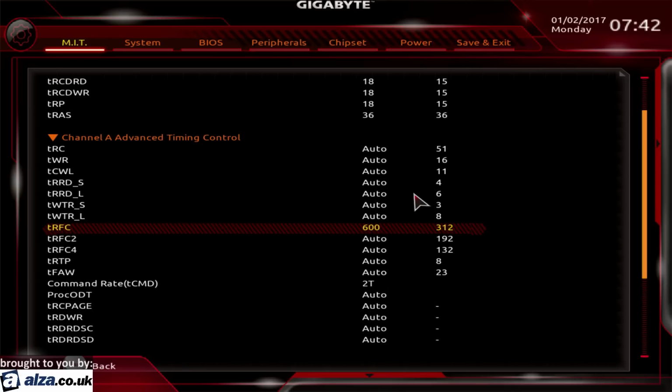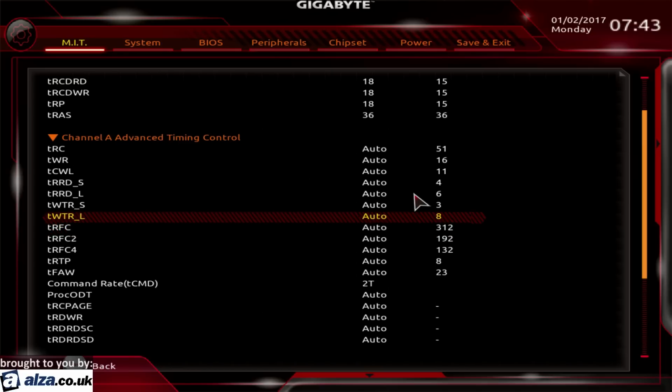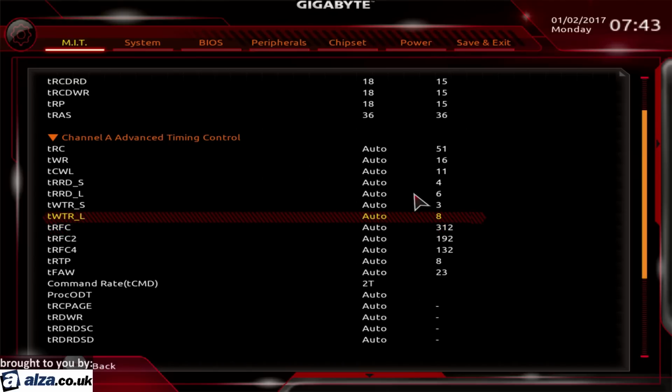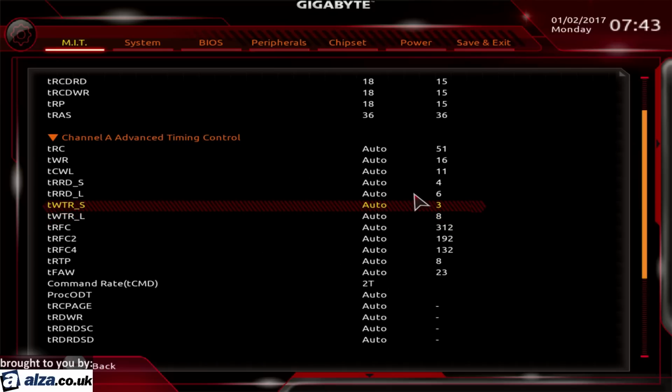So that's the refresh cycle. If you set it super high, it costs you performance. If you set it super low, it'll crash on you. But generally around the 300 range works for most memory ICs at around 3200 megahertz. So we're going to set that back to auto. Actually, we'll just leave that on auto. The board doesn't really screw that up.